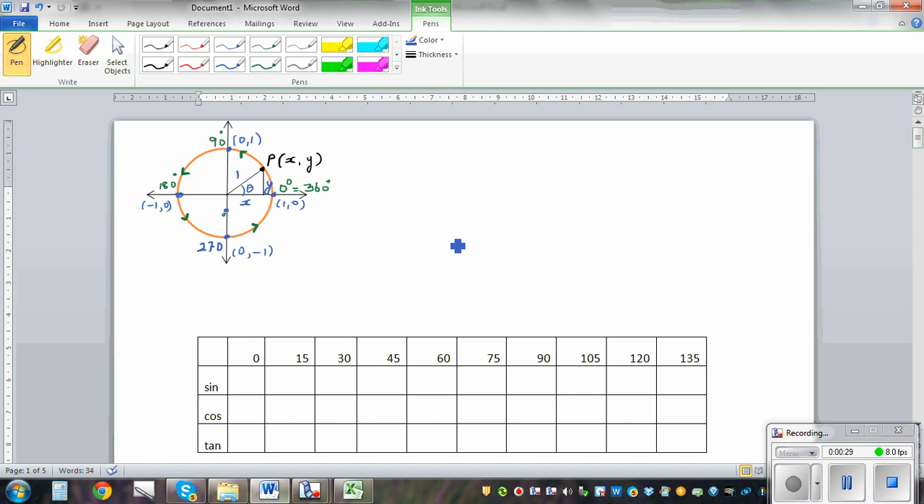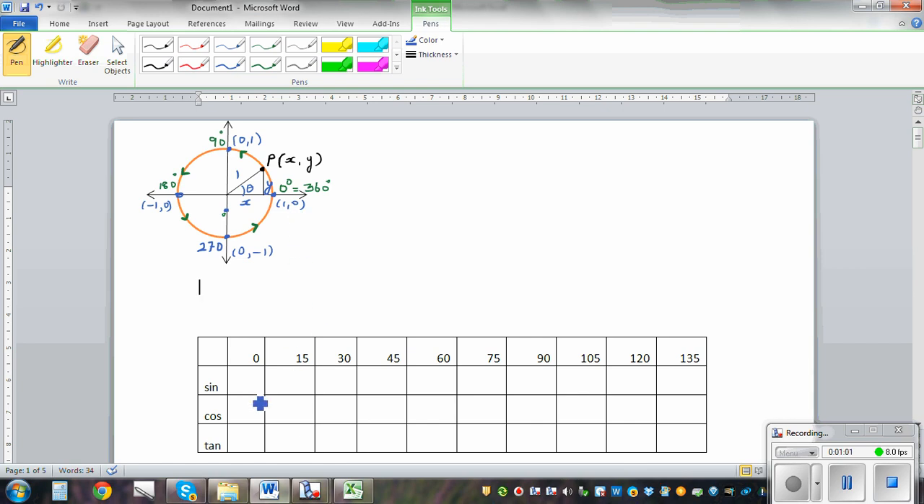So this is a unit circle of radius 1, of course, and imagine a particle is moving anticlockwise. So this is 0 degrees. When you say 0 degrees, it is on the positive arm of the x-axis at a distance of 1. So the coordinate is (1, 0). When it is 90, the coordinate is (0, 1), and so on. So you know this.